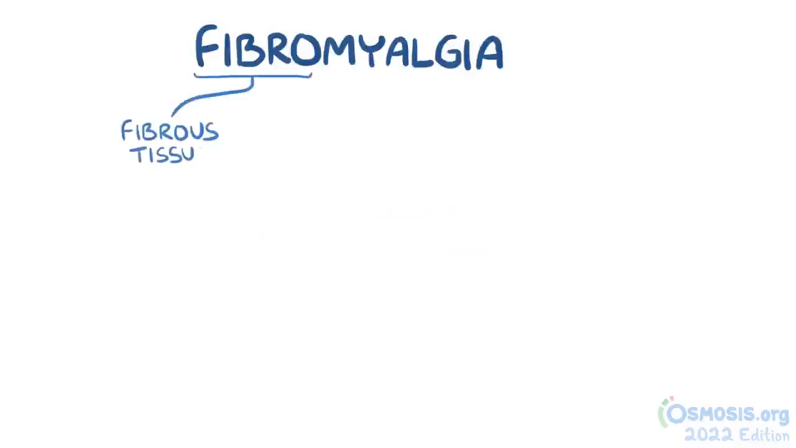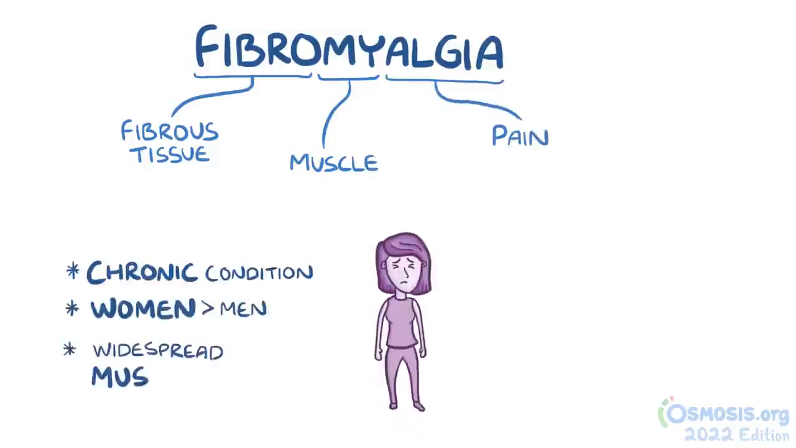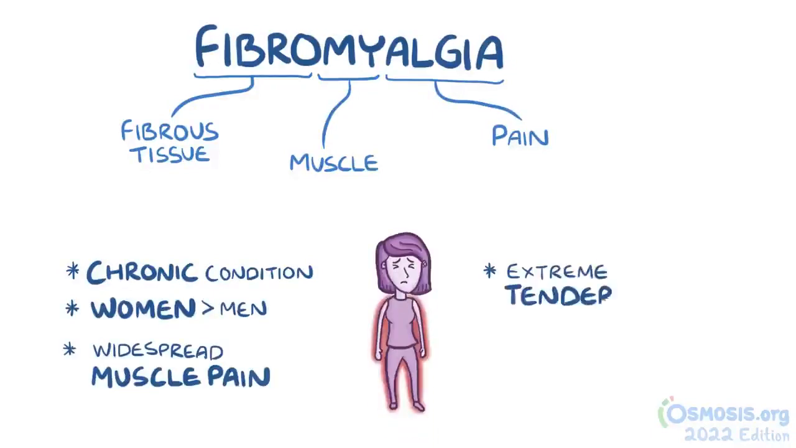The term fibromyalgia can be broken down. Fibro refers to fibrous tissue, my refers to muscle, and algia refers to pain. Fibromyalgia is a chronic condition which occurs more often in women, causes widespread muscle pain, and extreme tenderness in various parts of the body, as well as sleep disturbances.